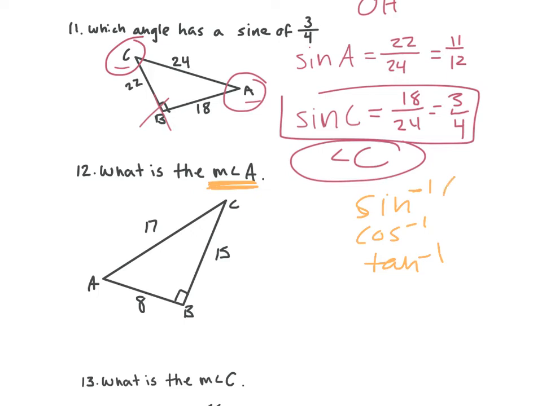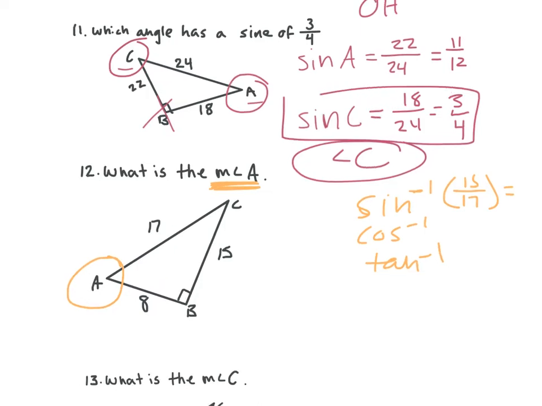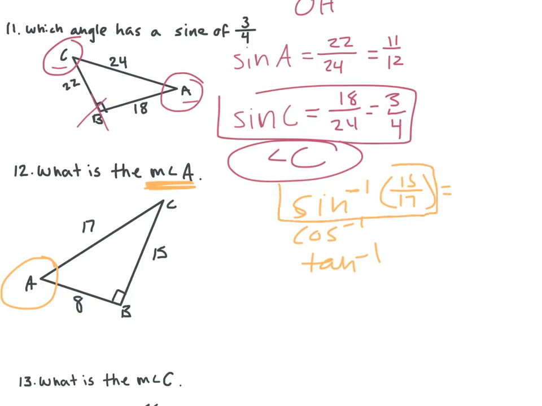So sine is what? Opposite over hypotenuse. So we're looking for the measure of angle A. So what is opposite of angle A? 15. And what is the hypotenuse? 17. So now in your calculator, you're going to do sine -1 of 15 over 17. What'd you guys get? 61.92 degrees. It'll tell you.